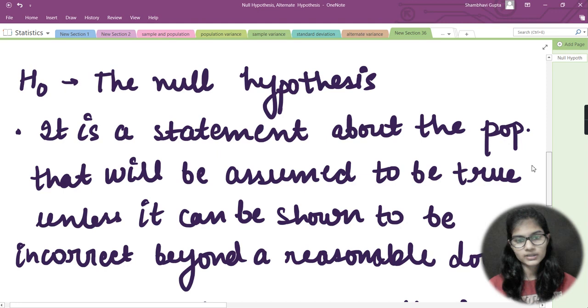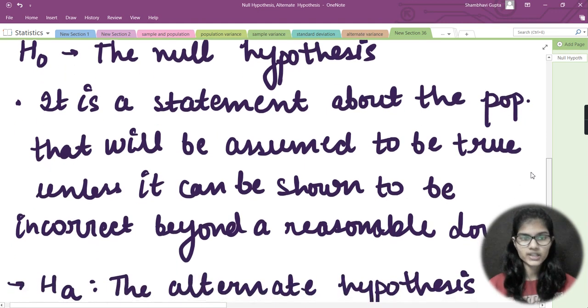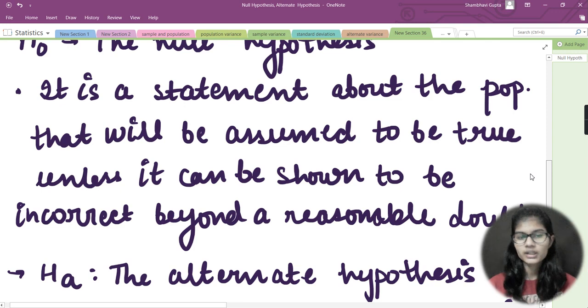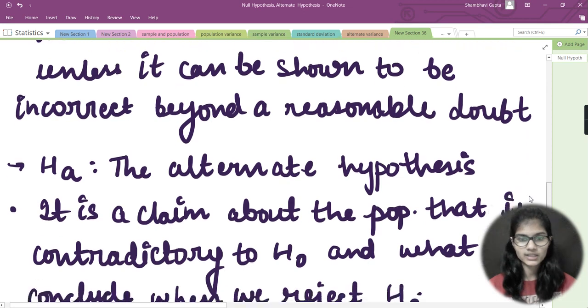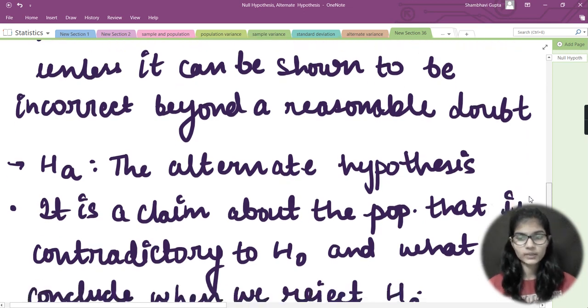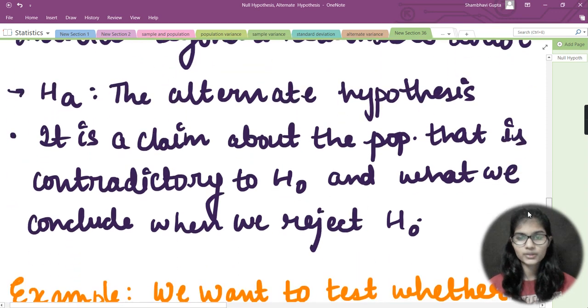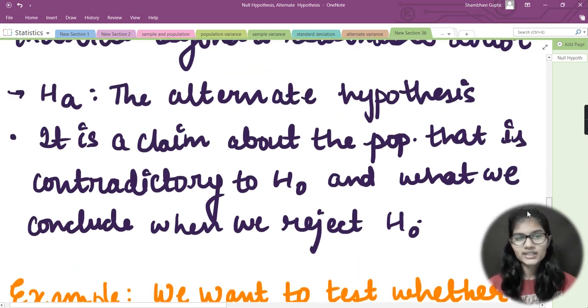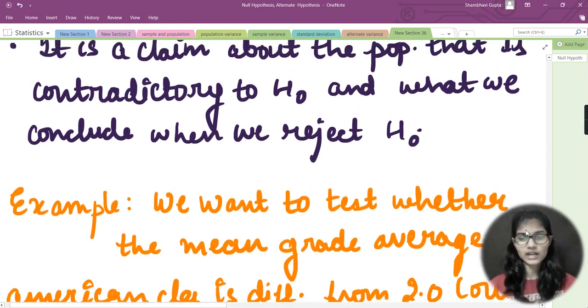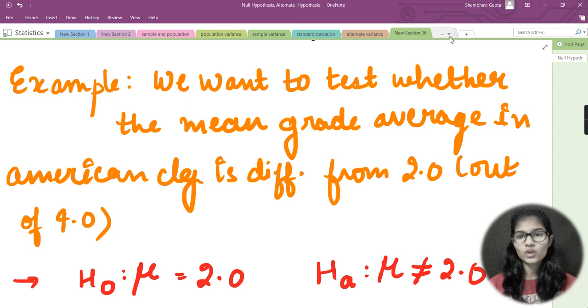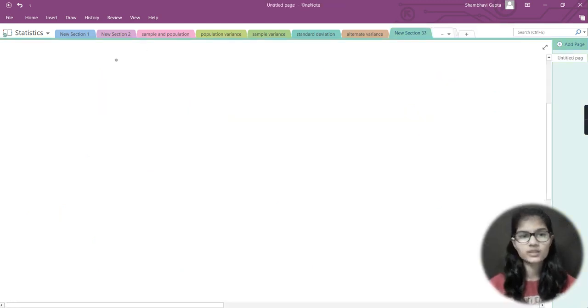We had discussed the null hypothesis, which is denoted using H naught, right? It is a statement about the population that will be assumed to be true unless it can be shown to be incorrect beyond a reasonable doubt. And then we discussed the alternate hypothesis, denoted by HA. It is a claim about the population that is contradictory to H naught, and what we conclude when we reject H naught, right? These were the two things we discussed in the previous video. Let me move on to the section I made for today, and let me discuss another example with you all. After that I'll proceed with the new things, right?